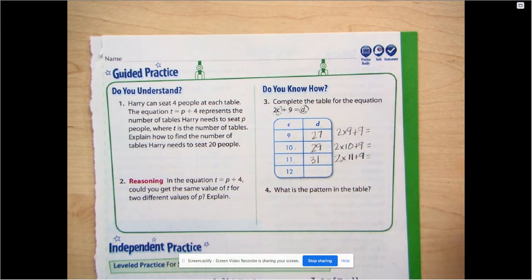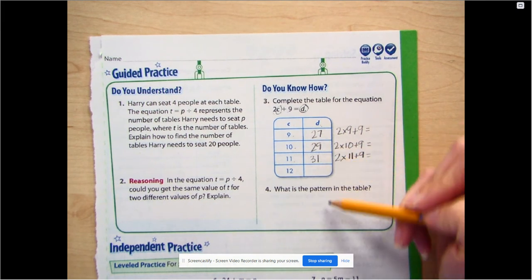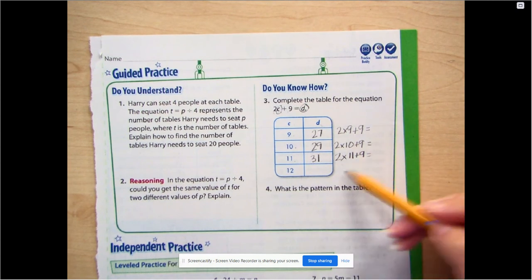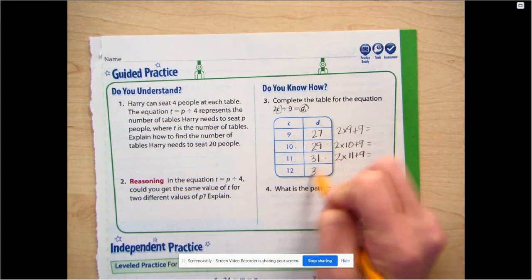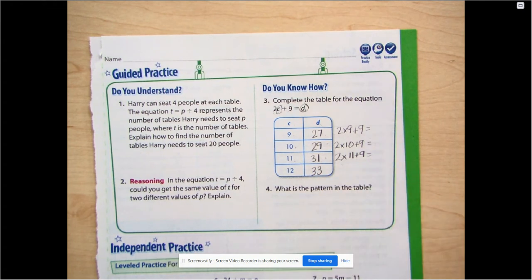Oh my goodness, are you seeing a pattern here? I don't even need to figure out all this math for the last one because look, up by 2, up by 2. So this last one is going to be 33. Woo! And question 4 says, what's the pattern in the table? Can you go ahead and type the pattern into the ed puzzle and write it down on your paper?